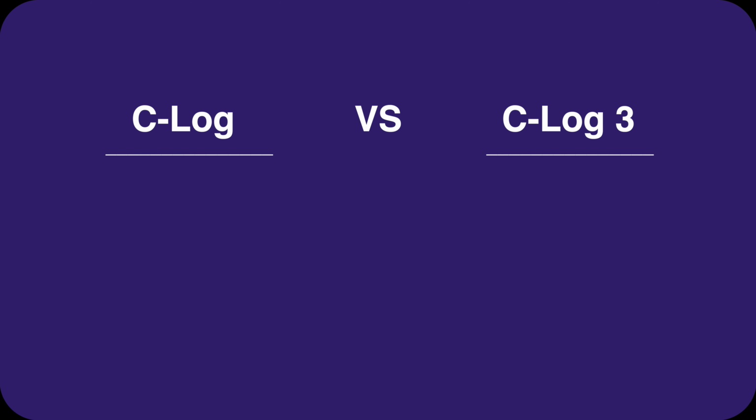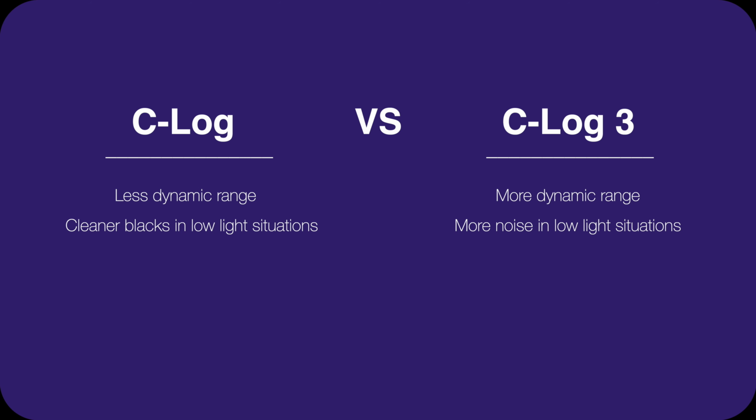So to recap a little bit, after doing all these tests, what are the things that I've learned that I actually didn't know? First of all, C-Log 3 has a better dynamic range. This we know, Canon told us, so we agree on that. C-Log 3 shooting underexposed gets more grain than C-Log 1.